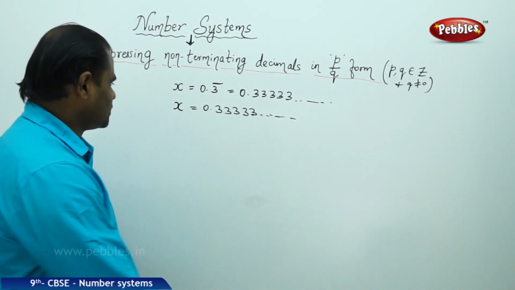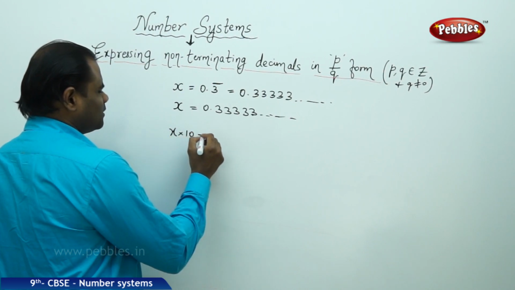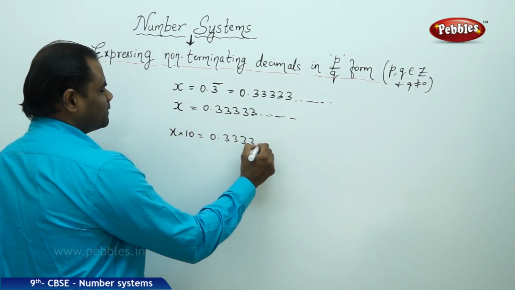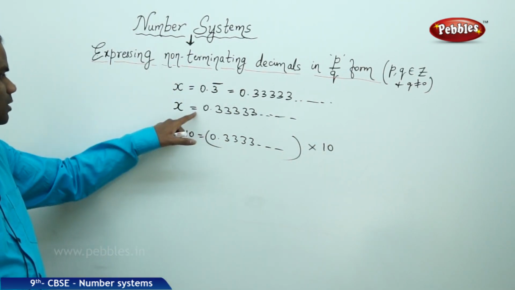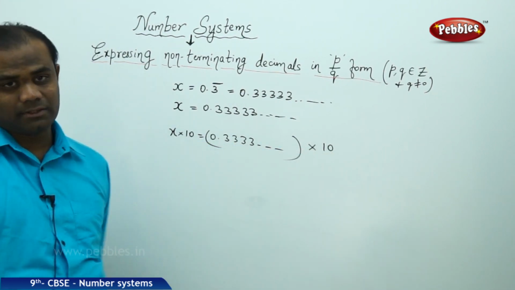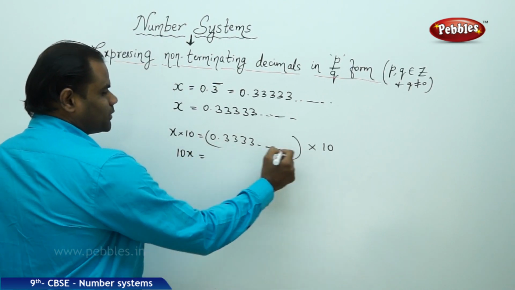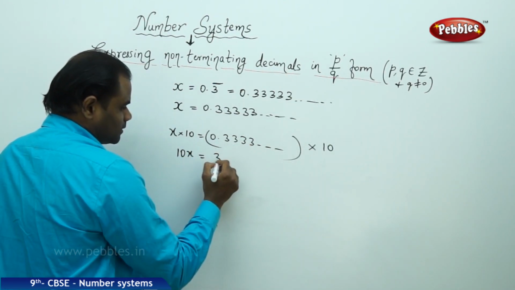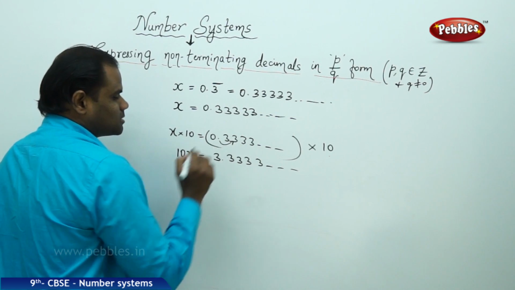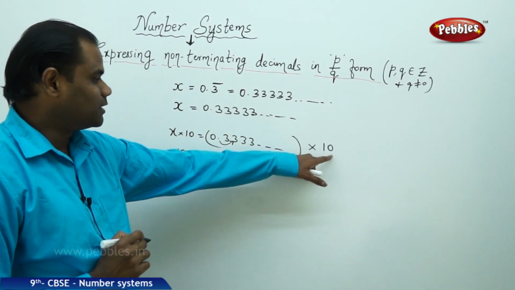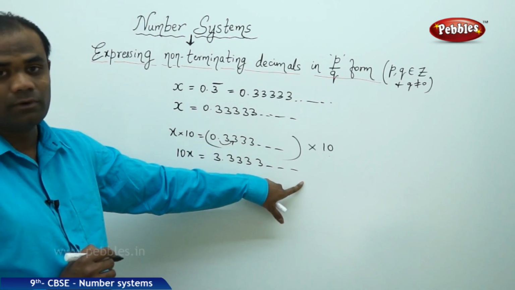Then I multiply by 10 on both sides. So x times 10 is 10x, and 0.333 and so on times 10 is 3.333, because the 0 makes the decimal shift to the right by one place, and the 0 vanishes, giving 3.333 and so on and so forth.